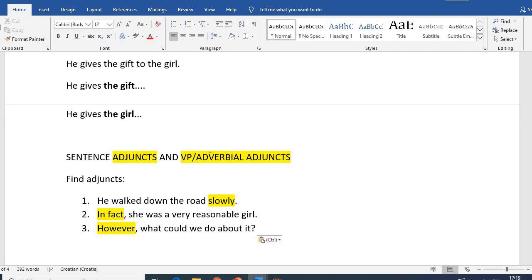And eventually we are here with adjuncts. So adjunct and complement, the difference is that adjuncts are not necessary, not obligatory. They're not so important for the internal sentence structure.